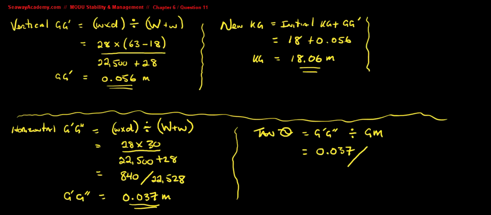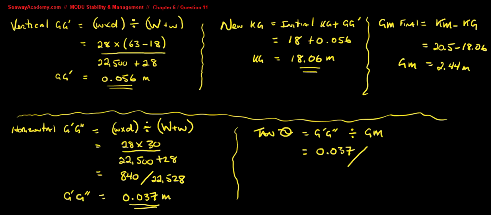So now we have the KG, we can calculate the GM. So your final GM is your KM minus your KG. Now we've calculated the KG, and in the question they told us the KM is 20.5 meters minus the vertical center of gravity, KG, which is 18.06 meters. So your GM is 2.44 meters.